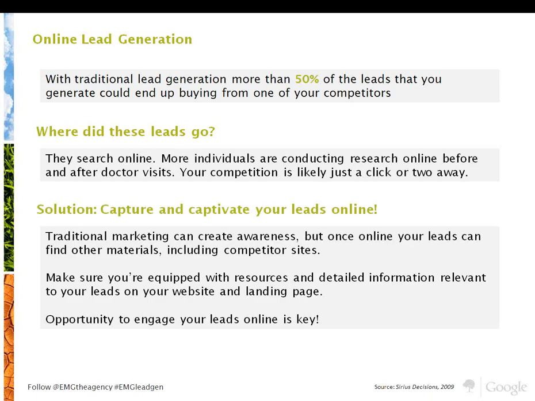So the solution here is making sure that you're equipped with the right resources and detailed information that's relevant to your leads on your website and landing page. Traditional marketing, definitely don't eliminate that. I think there should definitely still be a budget allocated towards it, but it can really generate awareness. But once your leads find other materials, including your competitor sites online, there is that missed chance that they may go to your competitors. So the opportunity here is really to engage your leads online, making sure there's a full process that follows through.